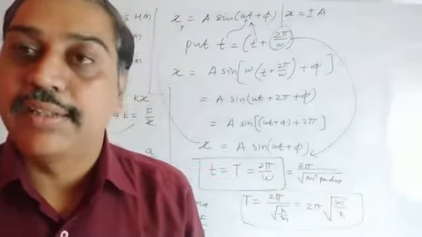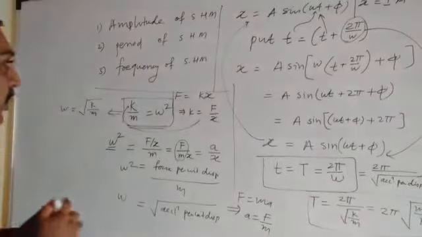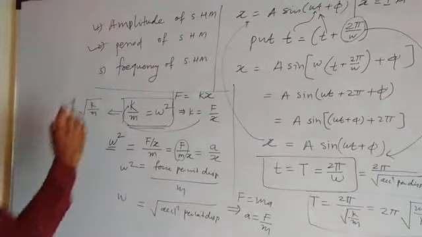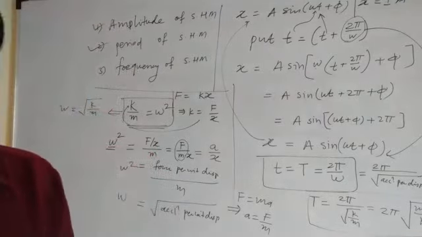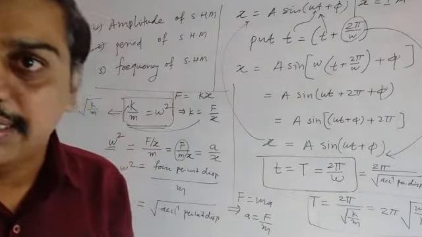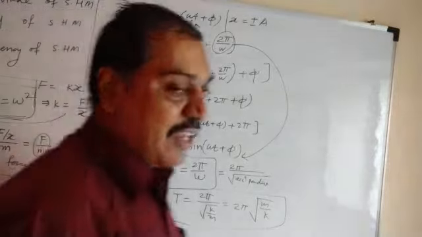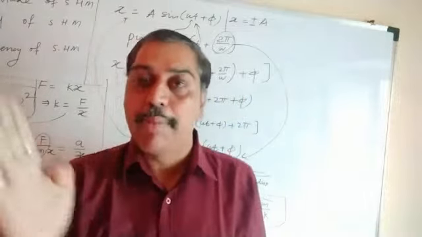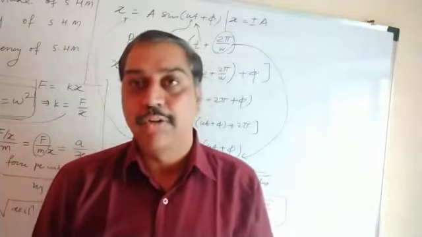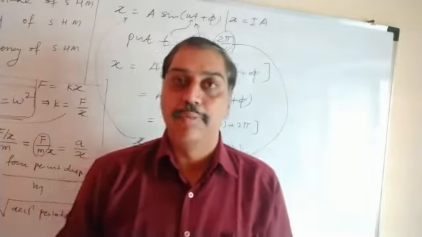Now we have to see the third part, that is nothing but what? Frequency. See, the two parts we have finished, the amplitude and the period. Let's go to frequency. What exactly does frequency mean? If you remember, frequency means the number of cycles per unit time. The number of oscillations performed by a particle in unit time is said to be the frequency of SHM.